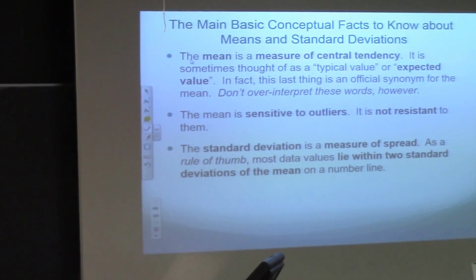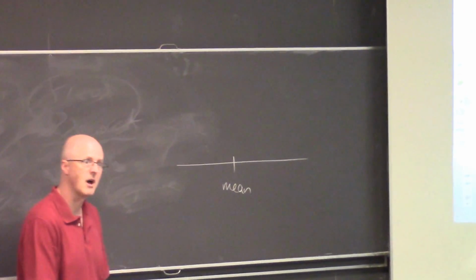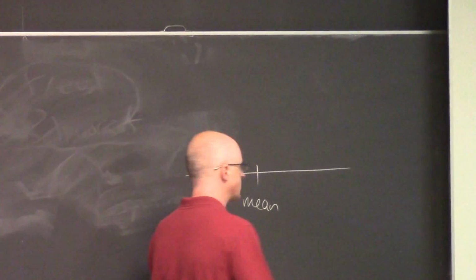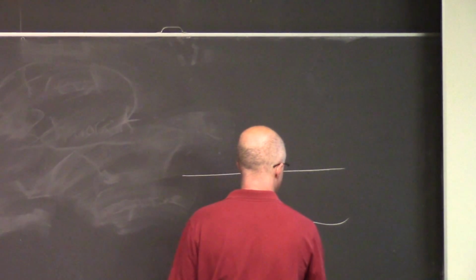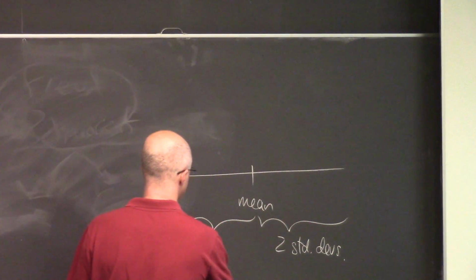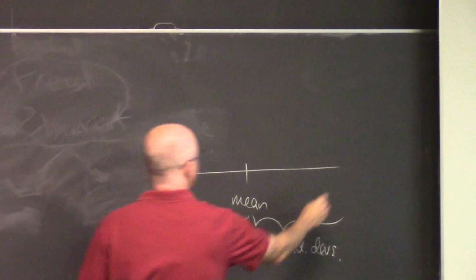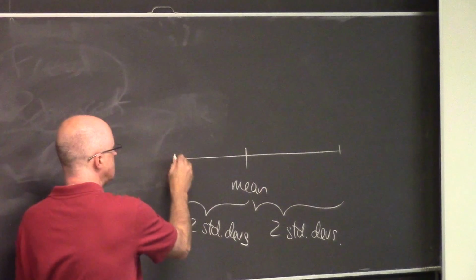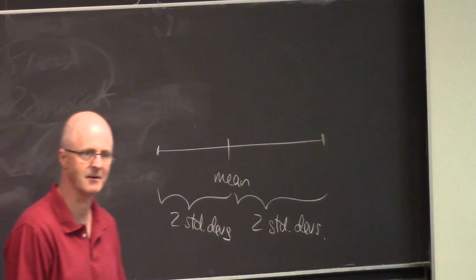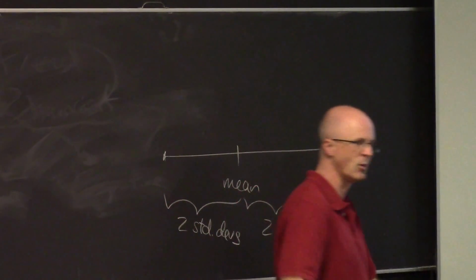The distance between the mean on a number line and most values in the data is typically less than 2 standard deviations. If that distance is 2 standard deviations, and this distance over here is 2 standard deviations, then most of the data values will lie between these 2 numbers that are within a distance of 2 standard deviations from the mean. That's a rule of thumb. Okay? Most is not a precise word. So I'm leaving some wiggle room here.